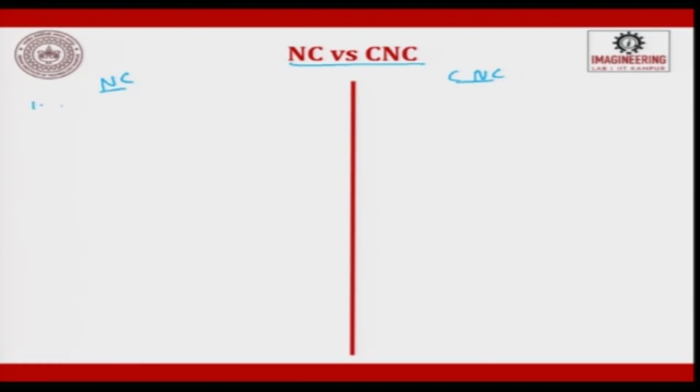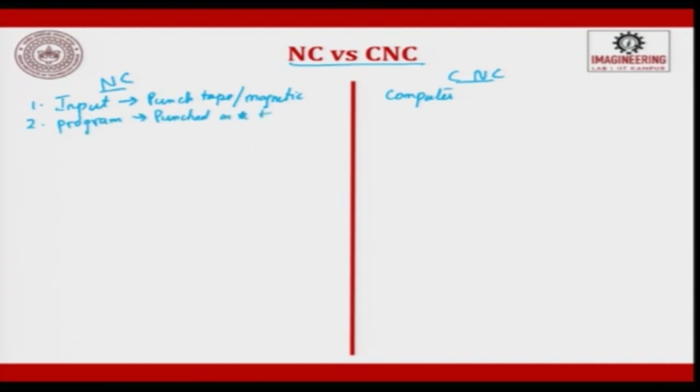First point is input. Here it is punch tape, or magnetic, whatever it is. So, here it is computer, only computer. Next is the program, which will always be punched on a tape. So, here it is used in a computer. So, modification of program is very easy, modifying is easy.